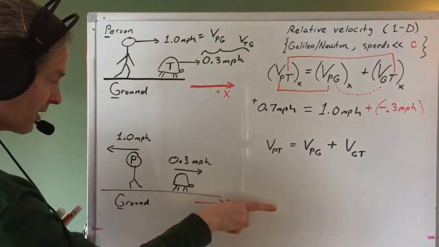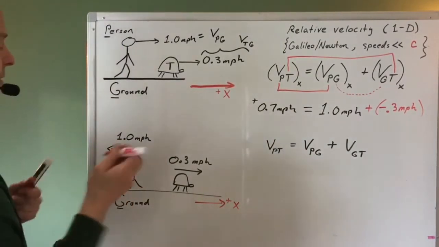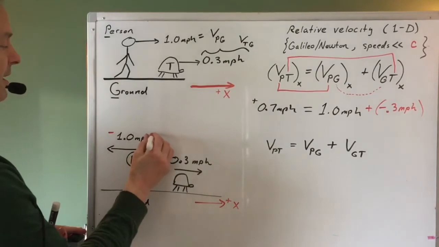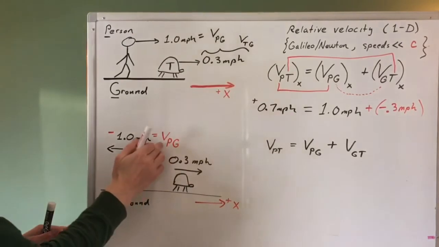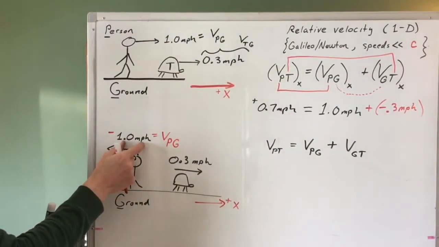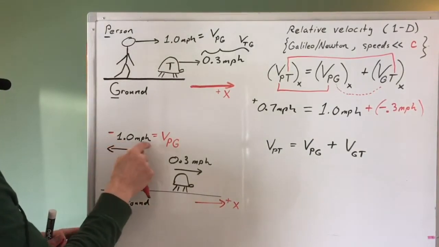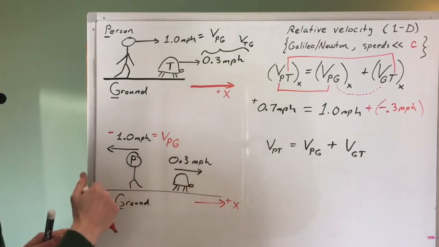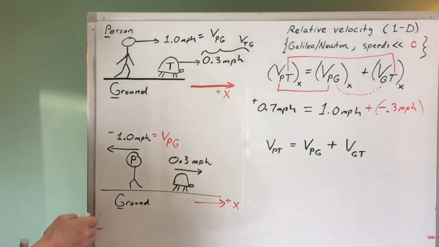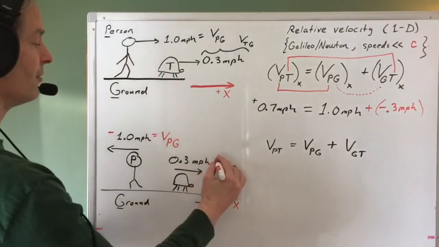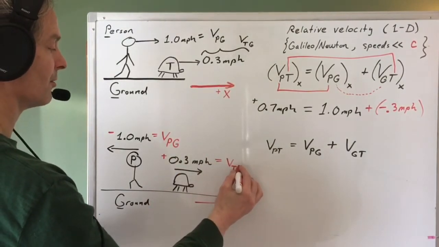If my positive x direction is to the right, well, the person is moving to the left relative to the ground, so I need to put a minus sign here for the velocity of the person relative to the ground. In terms of a speed, it was 1 mile per hour relative to the ground, but in terms of a velocity component, I've got minus 1 mile per hour for the velocity of the person relative to the ground, x component, because the positive x direction is to the right, but the person is going to the left relative to the ground. For the turtle relative to the ground, that's still positive. Velocity of turtle relative to the ground.